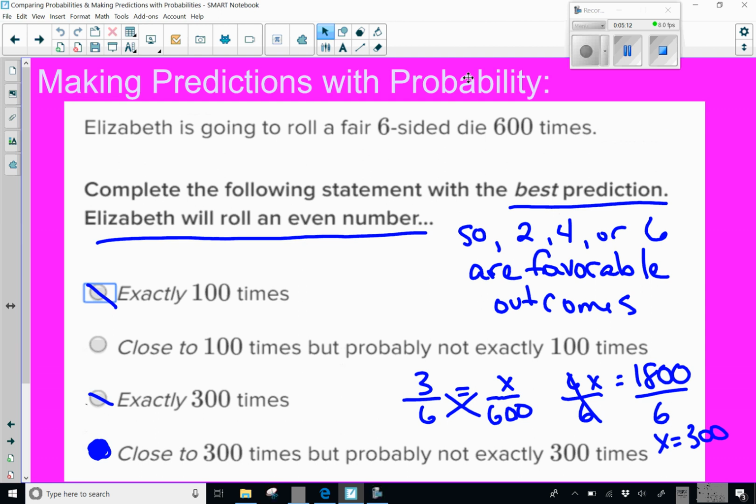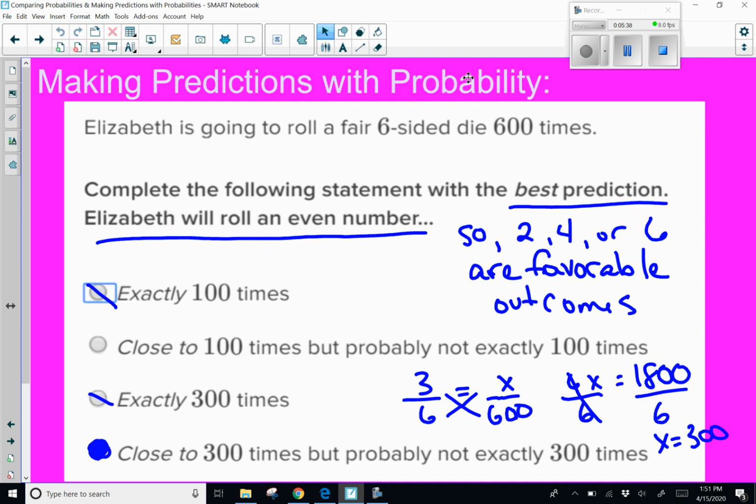Elizabeth is going to roll a fair six-sided die 600 times. It says complete the following statement with the best prediction that Elizabeth will roll an even number. Well, if you think of a number cube, how many even numbers are there? You have 2, 4, and 6. So you have 3 out of 6 outcomes on your number cube, but we want to know how many times you get an even number when you roll 600 times.